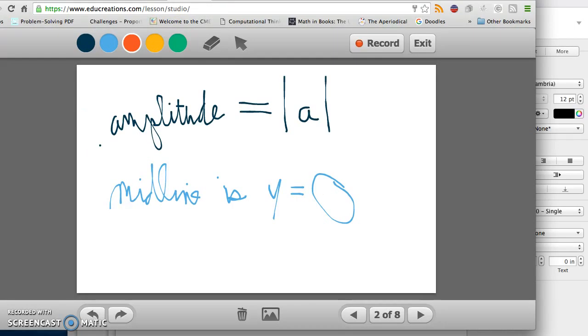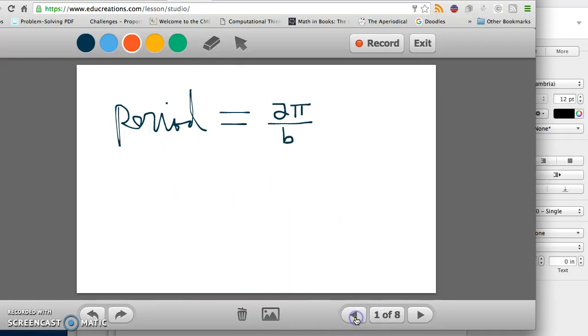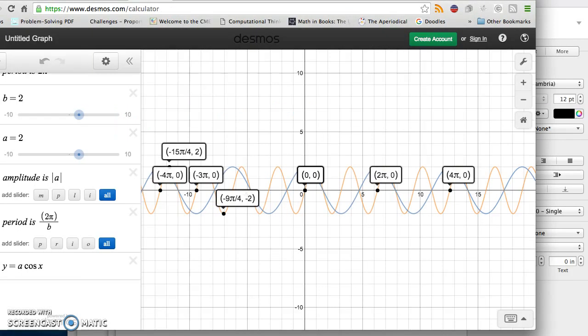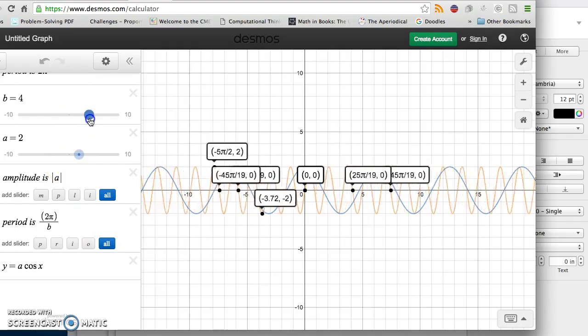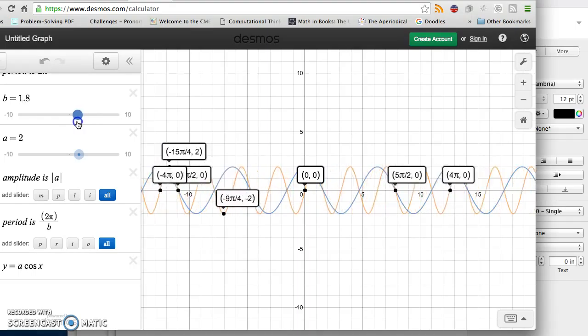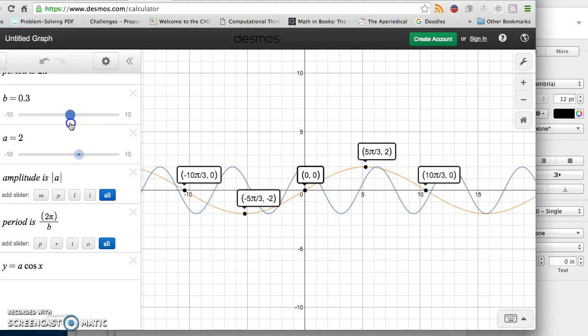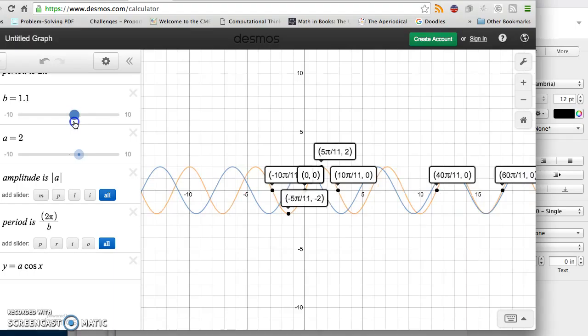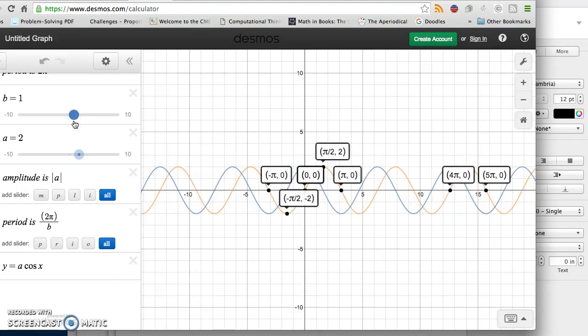I can make them both change. And the way the b affects it, I wrote this on the chart for you, period is 2 pi over b, so that's true of the cosine function as well. Same effect. When you change b, the effect is the same. B gets big, period gets small. B gets small, the period gets big. Not a whole lot else to say about the cosine function, so I'm not going to try to make this drag on.